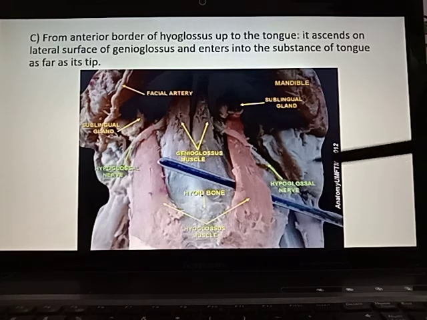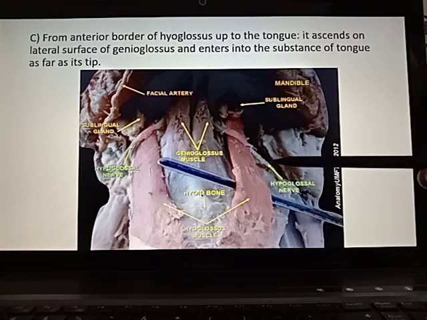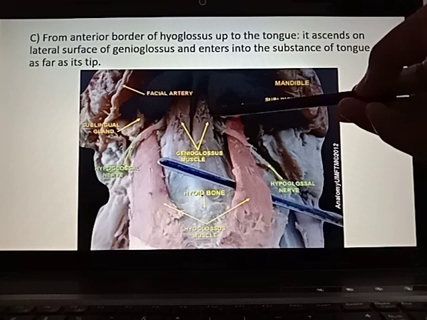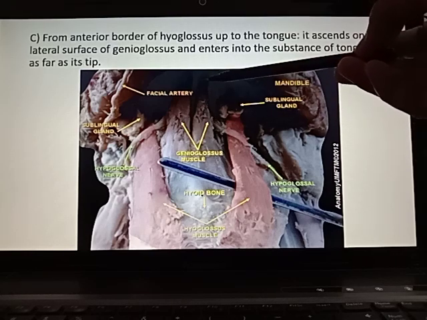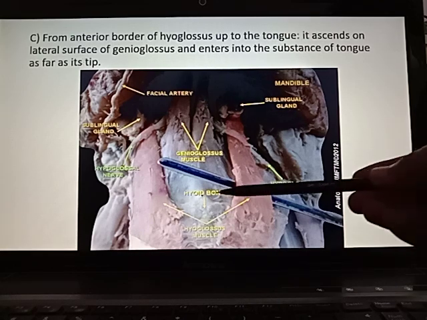So in a real dissection, this is the hypoglossal nerve, this is the hyoglossus muscle. It goes to the genioglossus and it ascends on this lateral surface of the genioglossus and then enters into the substance of the tongue as far as its tip. And this is the hyoid bone.